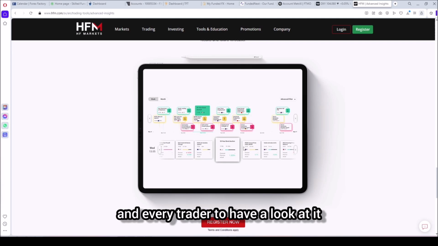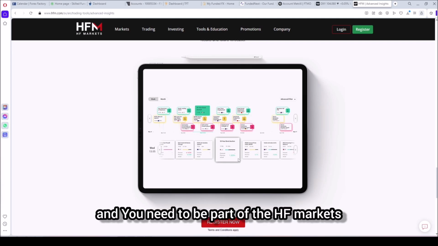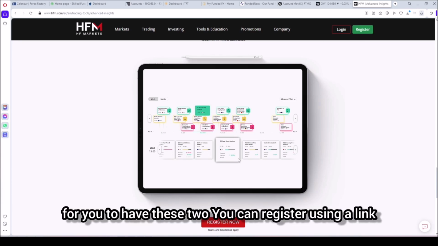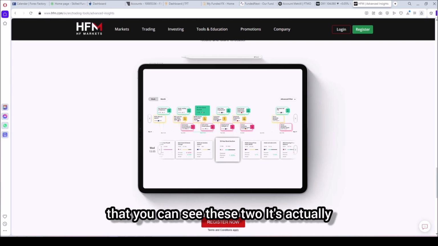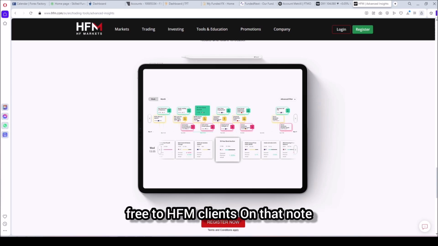So basically, this is a tool that I use, and I advise each and every trader to have a look at it. You need to be part of HF Markets to have this too. You can register using a link that I've left in the description box below so that you can see this too. It's actually free to HFM clients.